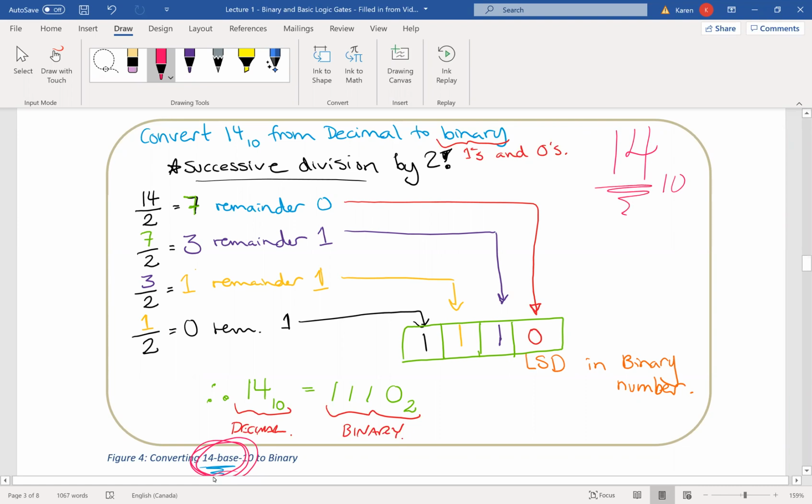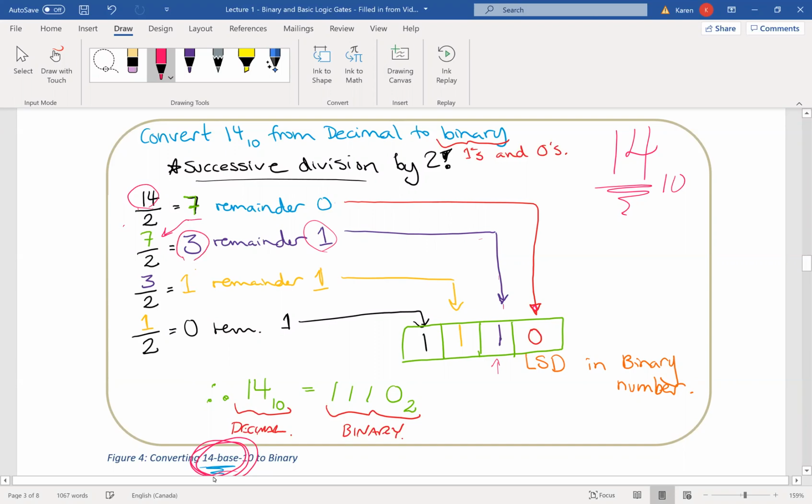To get that into binary, you take your original number 14, divide it by 2, you get 7. Does it have a remainder? No. Then steal a 0 for your least significant digit. Now you take that 7, divide it by 2. Does it have a remainder? Yes. Steal the 1 as your next digit.